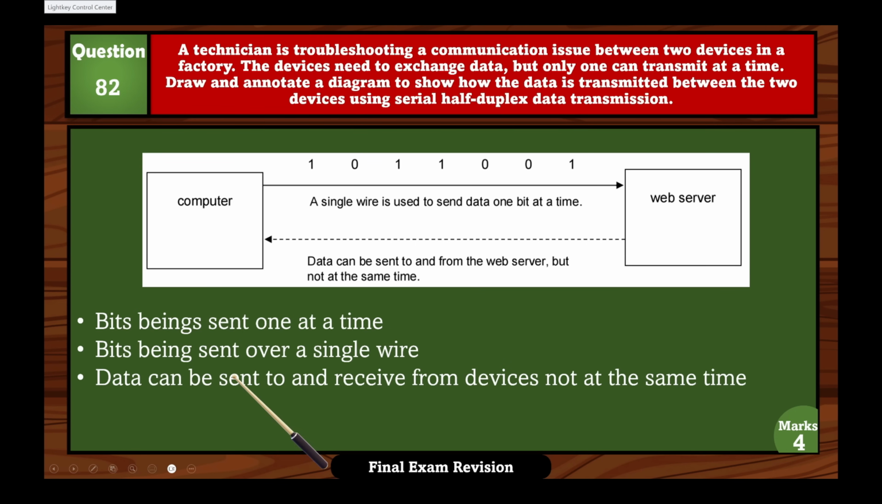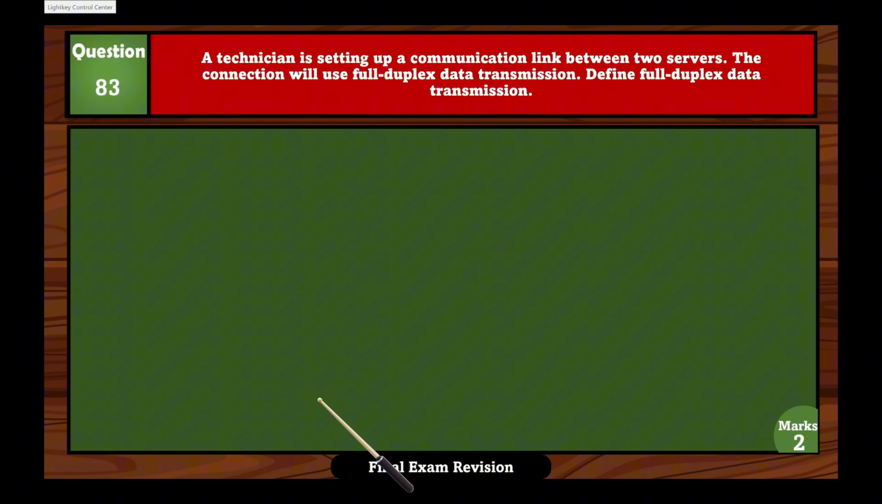So here is the annotation. You can write the details. For example, bits being sent one at a time, bits being sent over a single wire. Data can be sent to and received from devices, not at the same time. Okay, question number 83.